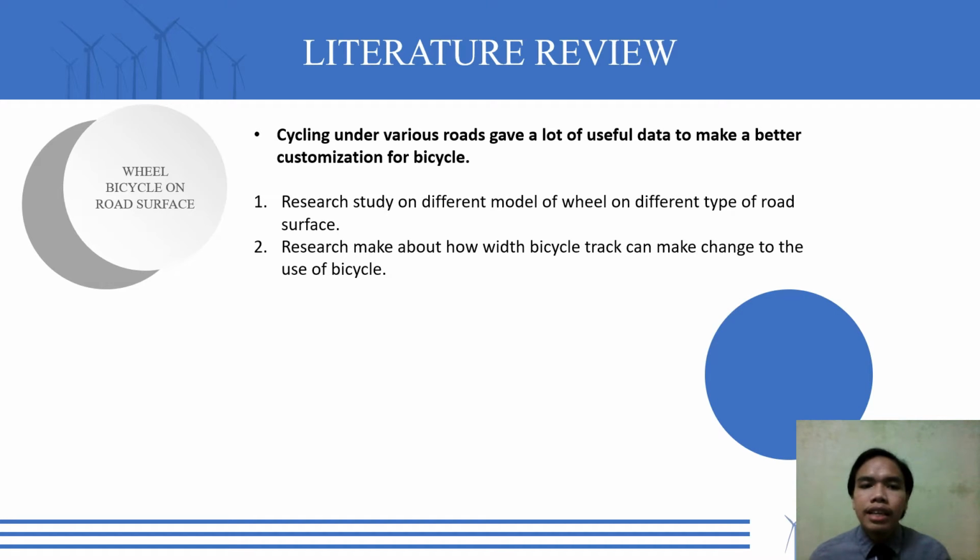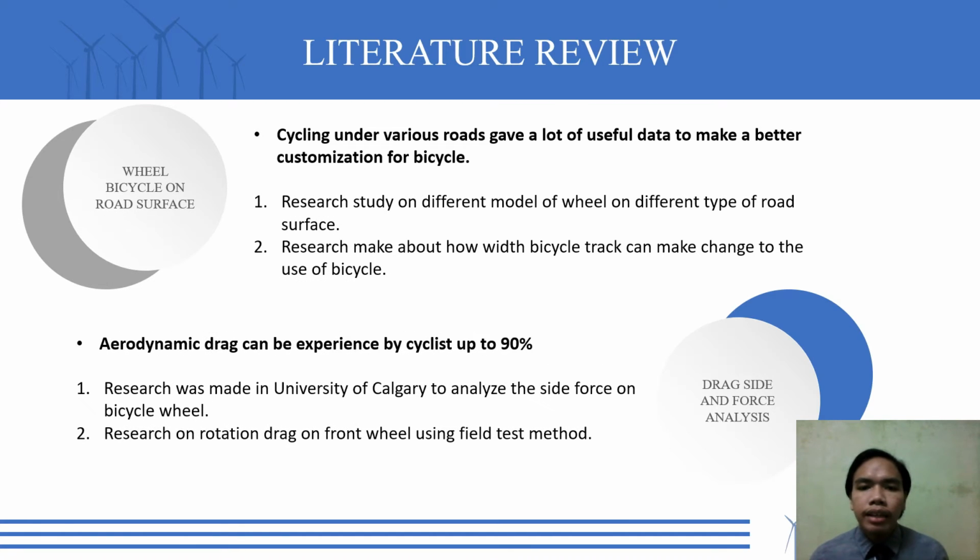The last one is drag and side force analysis. Aerodynamic drag can be experienced by cyclists up to 90%. Research was done at the University of Calgary to analyze the side force on a bicycle wheel. They found that lowering the width of the tire gives the best performance of the wheel. Next, research on rotational drag of the front wheel using the field test method. They found the rotational drag for each wheel was different.